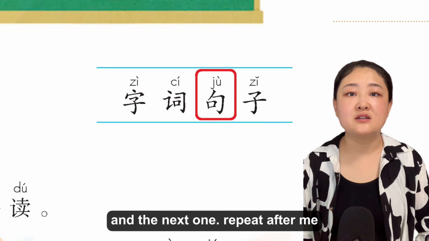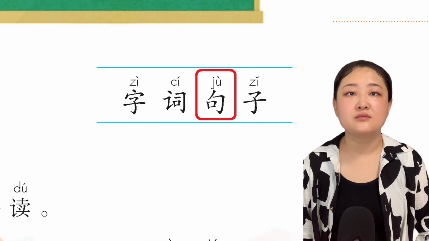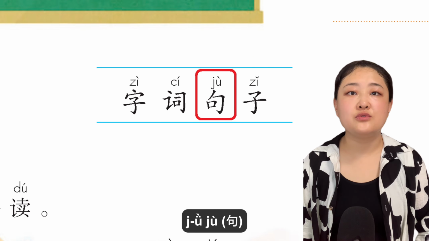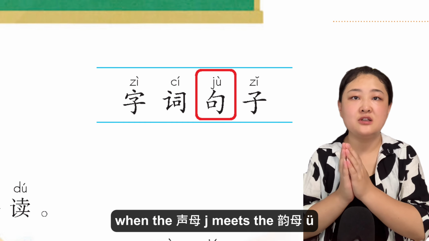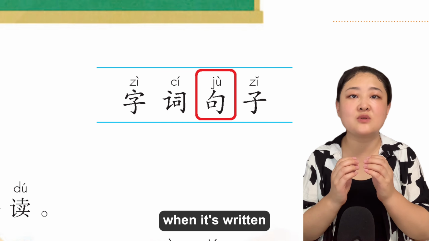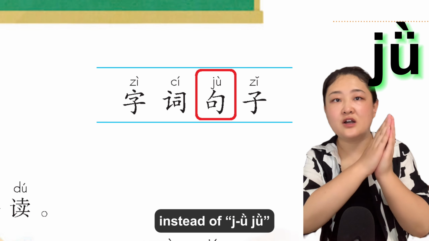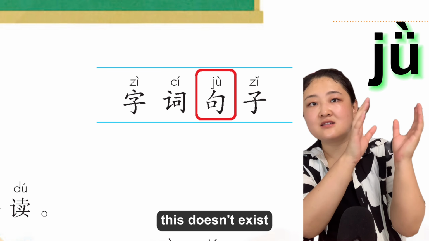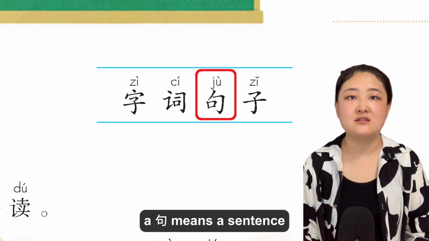And the next one, repeat after me. 几喻句 几喻句 Remember in the previous episode, we learned how when the 声母 ji meets the 韵母 yu, the yu will have to lose the two dots when it's written. That's why here it is a 几喻句 instead of 几喻句. This doesn't exist. We don't write this way. A 句 means a sentence.